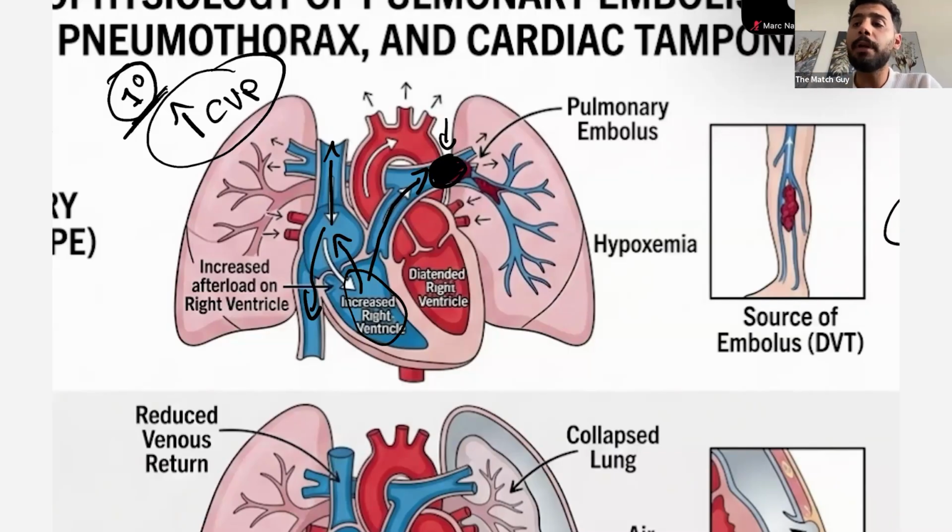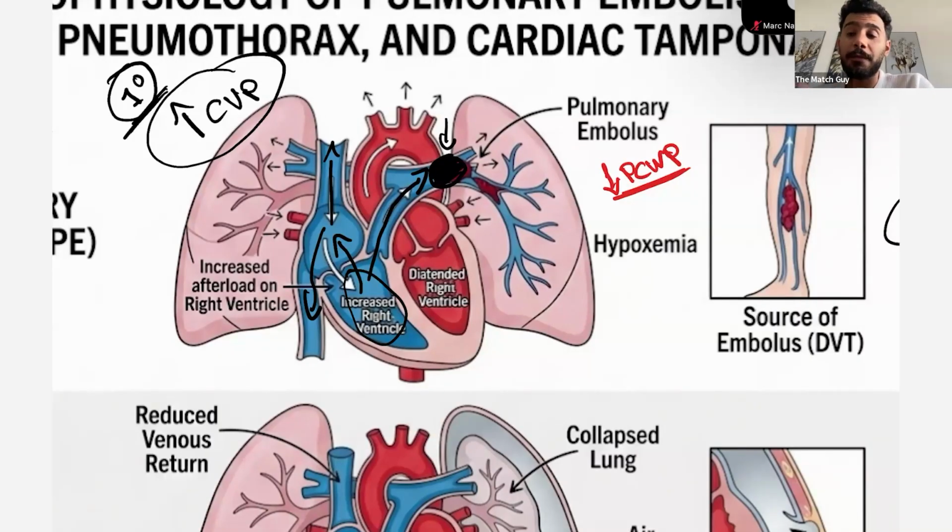So the pulmonary capillary wedge pressure is actually going to fall, which is going to help us differentiate between this and the cardiogenic shock that we just talked about. Because in cardiogenic shock, the pulmonary capillary wedge pressure is going to be increased since the left ventricle cannot pump blood forward, so it cannot effectively suck out all of the blood from the lungs.